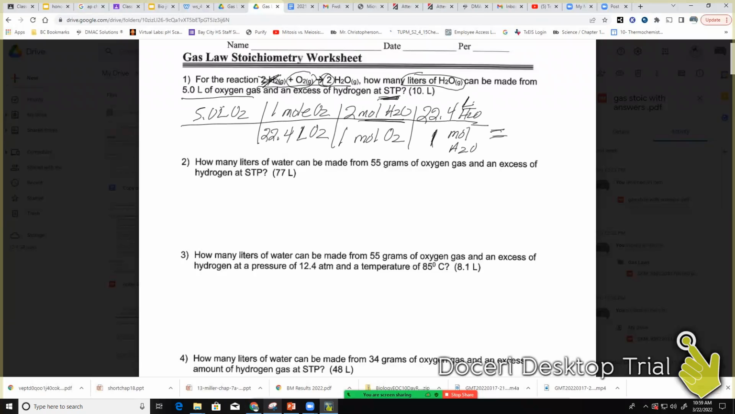The 22.4 always goes with the liters and the 1 always goes with the moles. So multiply across and divide by the... you probably don't even need your calculator for this. Why do I say that? Right, because this and this can cancel out. So really you just end up with 5 times 2, 10.